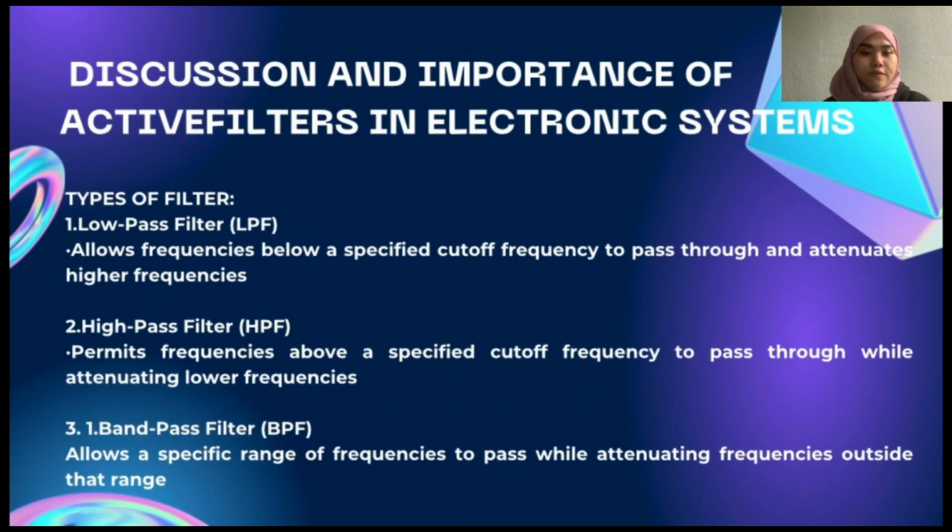Next is types of filter. First is low pass filter, which allows frequencies below a specific cut-off frequency to pass through while attenuating the highest frequency. Next is high pass filter, which permits frequencies above a specific cut-off frequency to pass through while attenuating lower frequencies. And the last one is band pass filter, which allows a specific range of frequencies to pass while attenuating frequencies outside the range. So these are the types of filter.